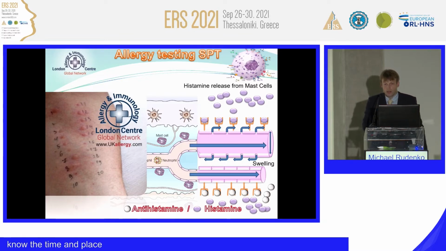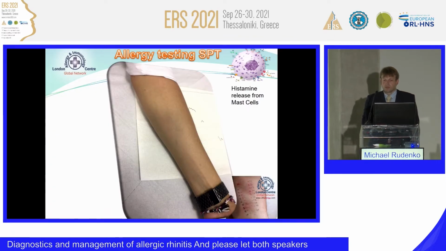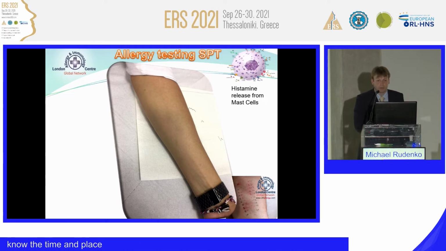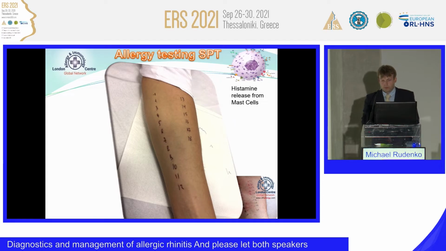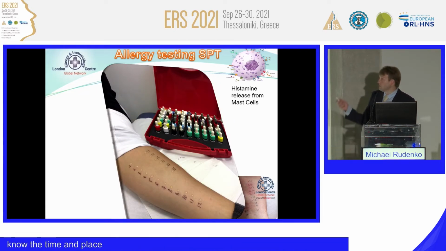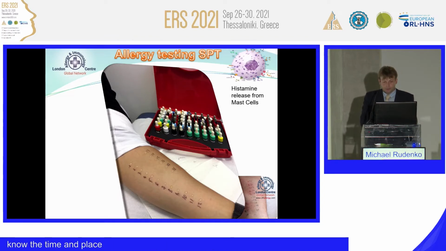So I'll just go with a step-by-step process of how to do skin prick testing. First of all, we will need a patient and our skin prick test kit. Firstly, we mark the skin with numbers for the allergens we're going to use. This is all controlled with positive and negative controls that we usually have at the beginning of our box. We put the positive and negative controls on the skin, followed by the panel that we want to test.